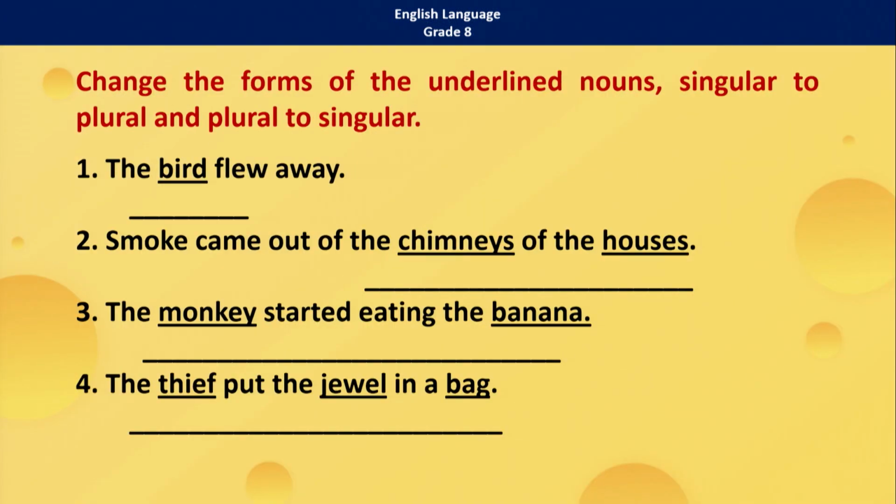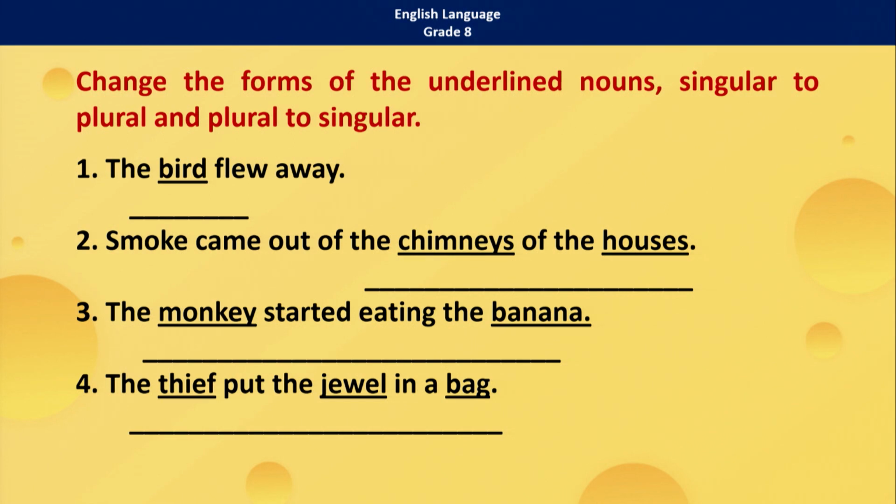We are going to do another activity. Change the forms of the underlined nouns, singular to plural and plural to singular. What should you do? There are certain words underlined in these sentences, right? We are going to change those nouns. If the noun is a singular noun, we are going to make it plural. If the noun is in its plural form, then we are making it singular.